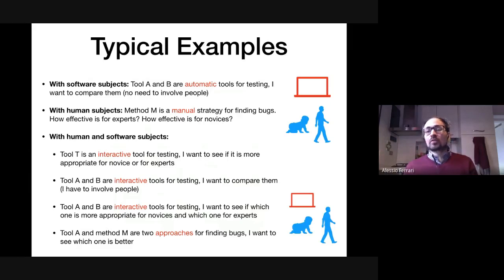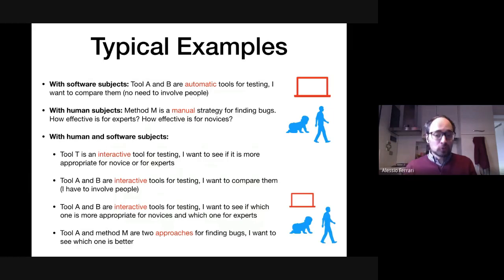Of course, you have both software subjects and human subjects, because fully automatic tools rarely exist in software engineering. So it is more likely that you have an interactive tool for testing, and you want to see if it is more appropriate for novices or experts. Like the example before, in which you have a method, but in this case you have a software tool. But you can also have other, more complex cases.